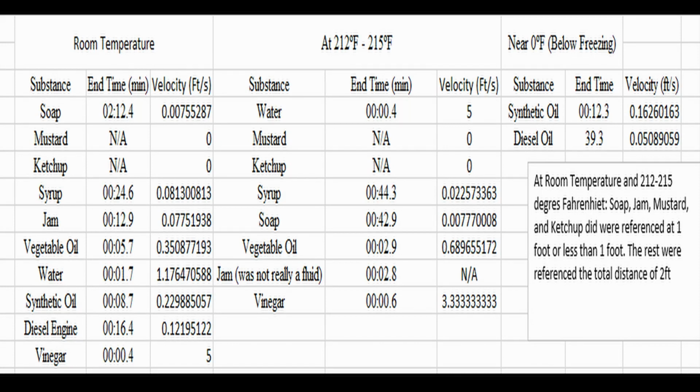We first tested 9 different liquids at room temperature, and these are our results. Ketchup and mustard had the highest viscosity of all the liquids, which means their velocity will be the slowest. The higher the velocity, the lower the viscosity. As you can see from our results, ketchup and mustard didn't even pass the 1-foot mark.